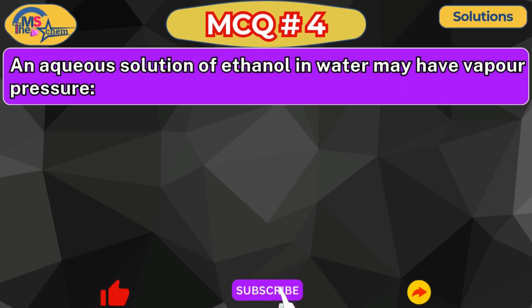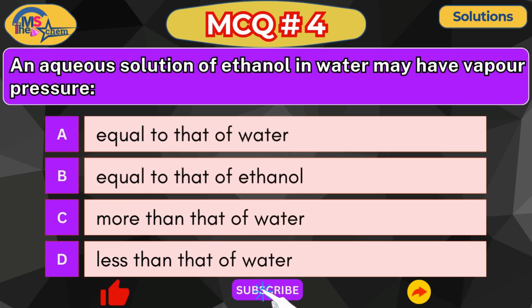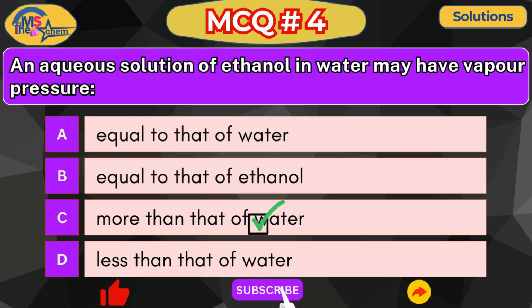And now question 4 is an aqueous solution of ethanol in water may have vapor pressure. Here are the four options given. Option A is equal to that of water, option B is equal to that of ethanol and option C is more than that of water and option D is less than that of water. The true answer to this question is option C more than that of water.